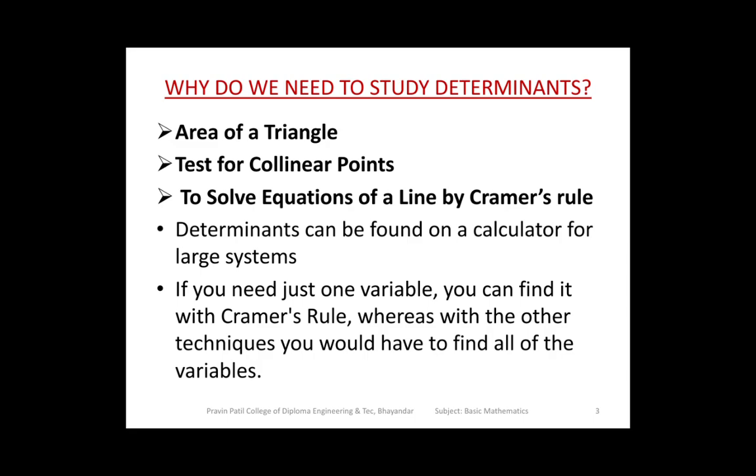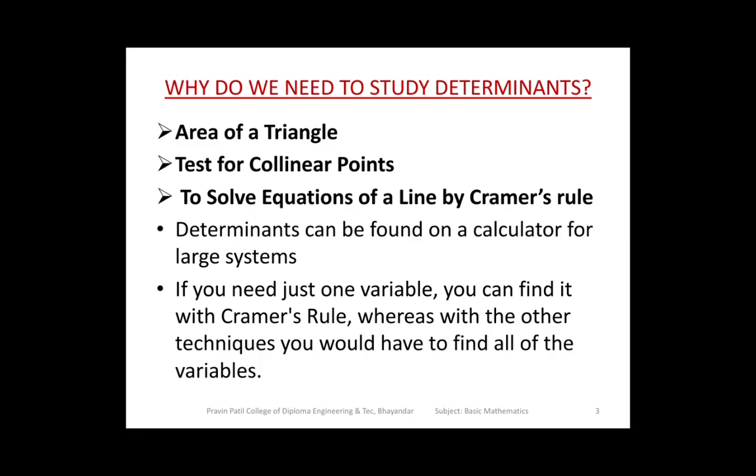The next is to solve equations of a line by Cramer's rule. If two or more equations and two or more variables are given, then to find the point of intersection, we can use the concept of determinants. We can also find the equation of a line by using Cramer's rule.